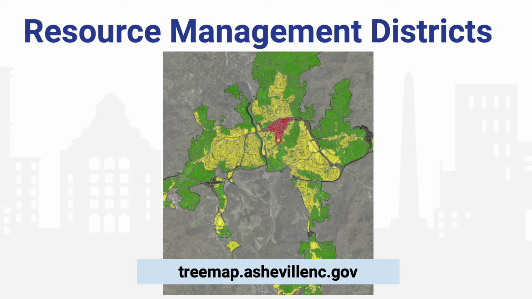The yellow you see represents our urban resource management districts. These are our more developed traditional neighborhood corridors and areas. The green represents our suburban resource management district, and those are our areas that correspond to our highest percentage of current tree canopy coverage and also have less of an urban form to their developments currently.